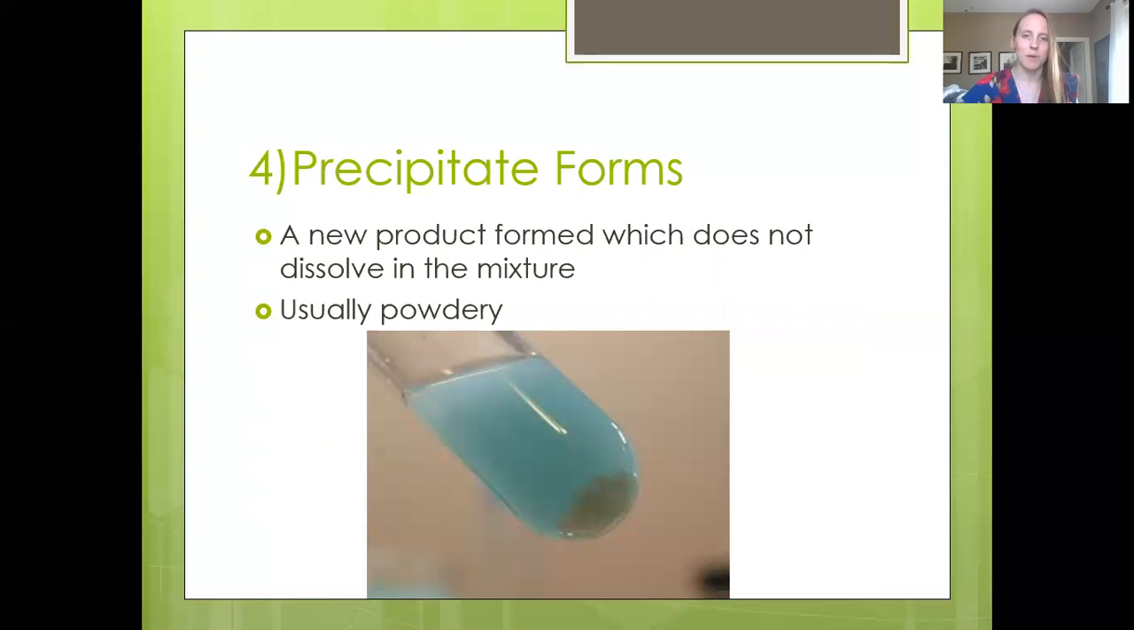A precipitate forms, which is a new solid product that forms when you mix two non-solids, usually liquids, together. It could be kind of powdery, and sometimes it will just seem like your solution has gone foggy, but if you let it sit for a while, the powder will actually settle at the bottom and you can see that you have a new precipitate. So that's what this is showing kind of at the bottom of this test tube here, is a precipitate that has formed.